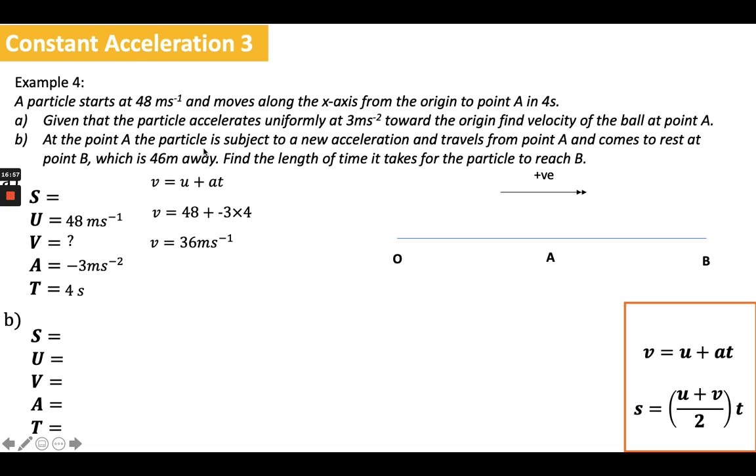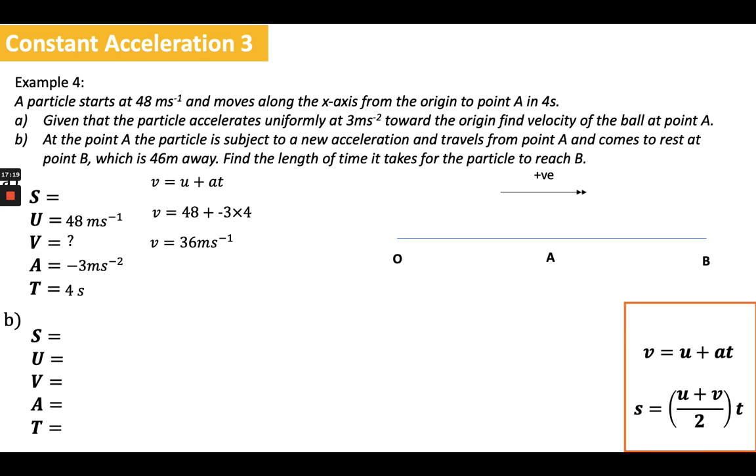It says at point A the particle is subject to a new acceleration. The acceleration has changed, and so I need to redo SUVAT for between A and B, because this only applies for constant acceleration. If the acceleration has changed to a new constant, I need to redo SUVAT. Recollect my information, re-go through my process.